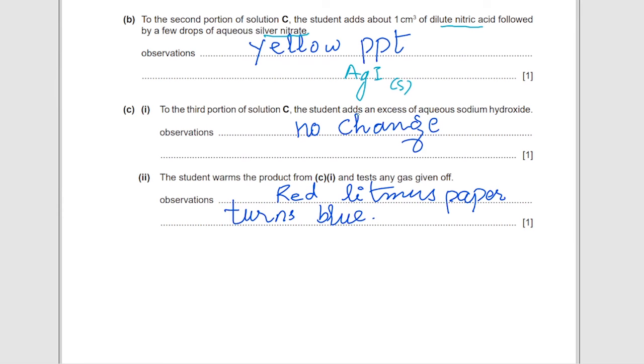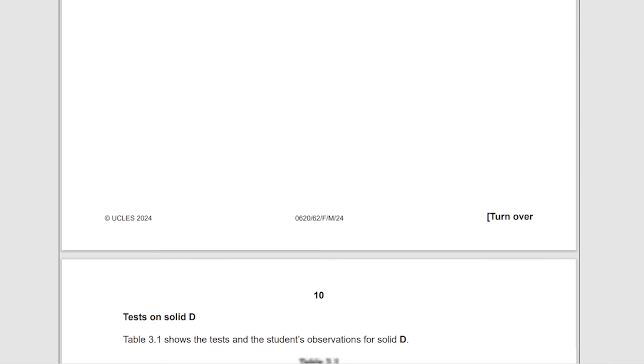To the third portion of solution C, the student adds aqueous sodium hydroxide. Just by adding aqueous sodium hydroxide, there will be no change with the ammonium ions which are present in the ammonium iodide compound. Okay, so no change. The student warms the mixture. So after heating, a gas will be given off, that will be ammonia gas, which will turn red litmus paper blue.